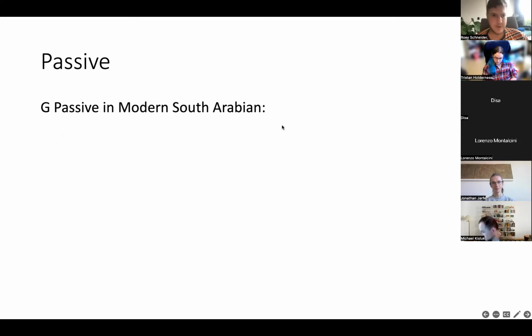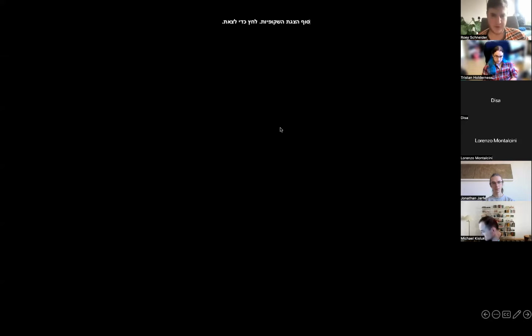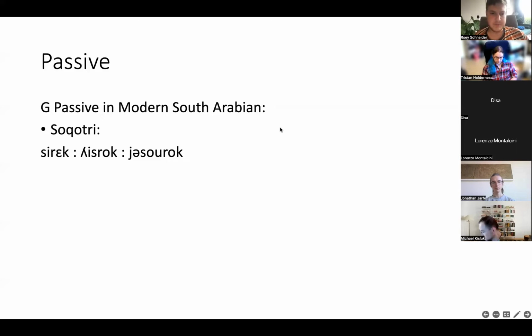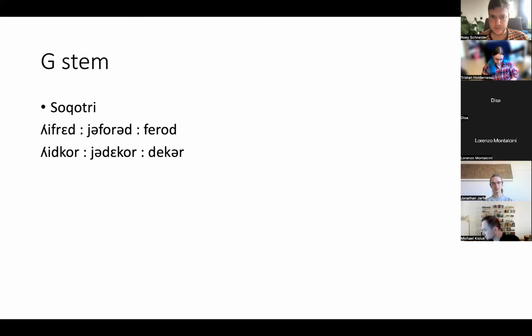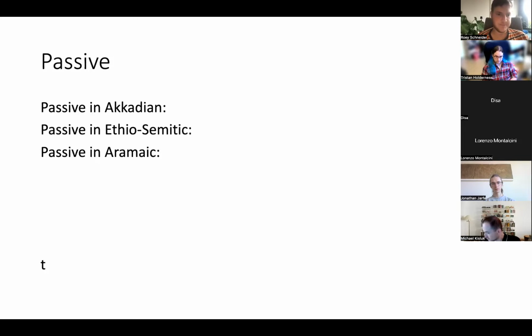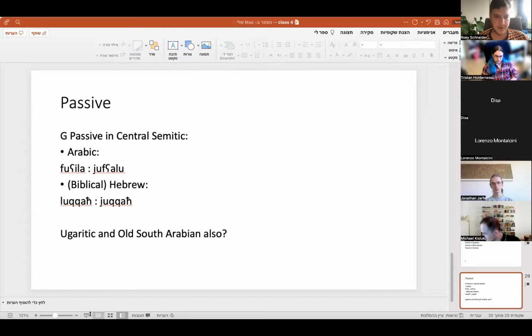In modern South Arabian, if we take Sokotri, for example, once again, it's the exact same thing as Central Semitic. So this vocalic pattern is simply shifted from what we had earlier, Dekr or Ferod. It becomes Sirik. Sorry.